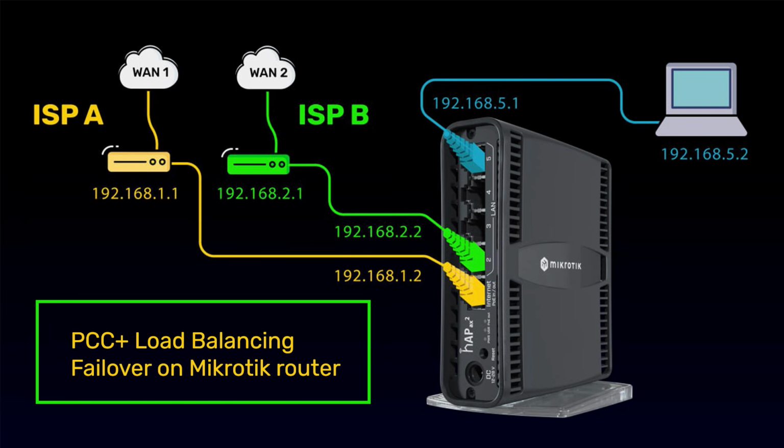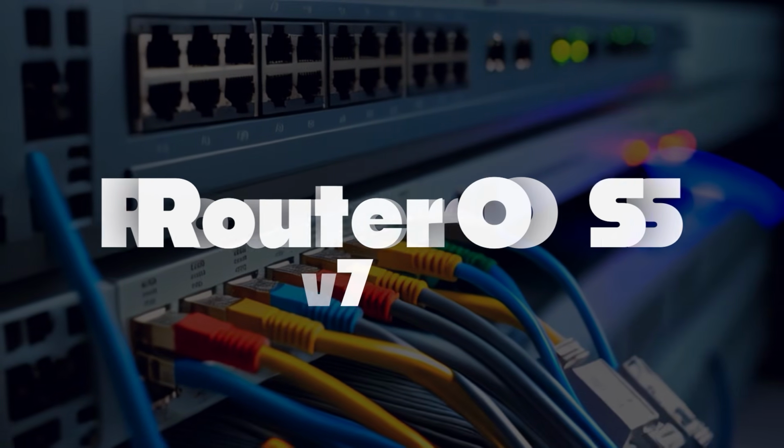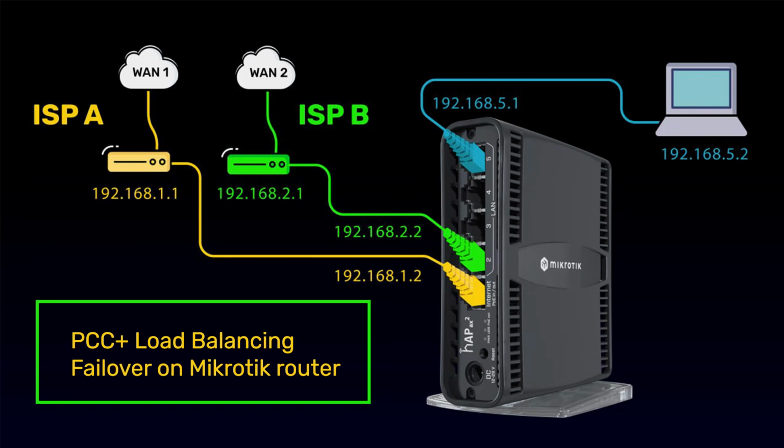In this video, I will be teaching step-by-step how to do PCC load balancing for two internet lines of the same speed, plus failover, on a MikroTik router with RouterOS version 7. Load balancing in data networks means equitably distributing the connections or traffic of my clients across the number of links or internet providers I have.